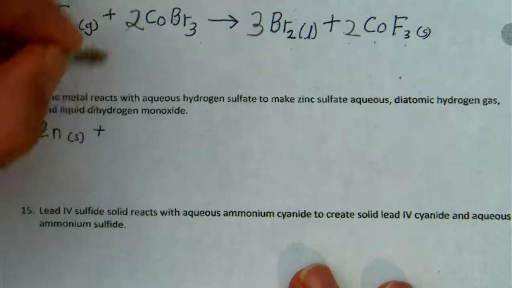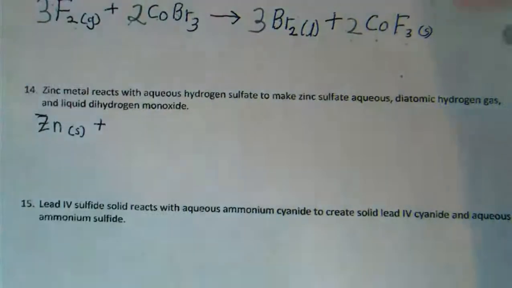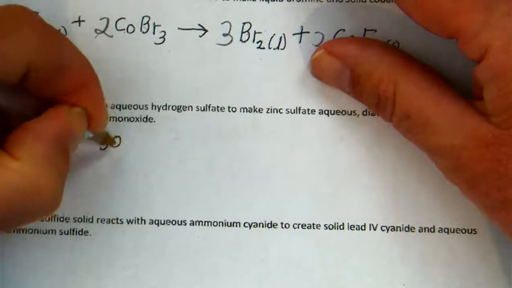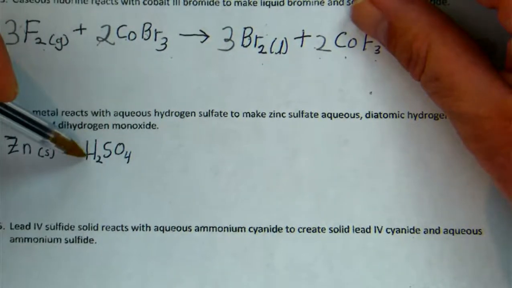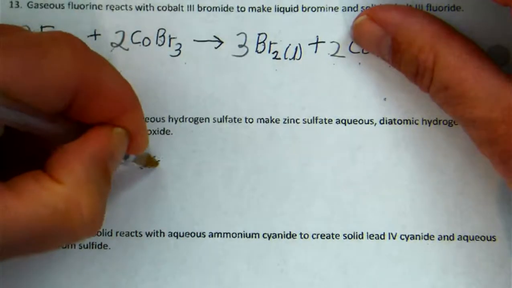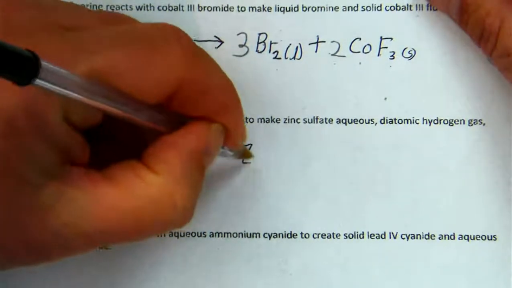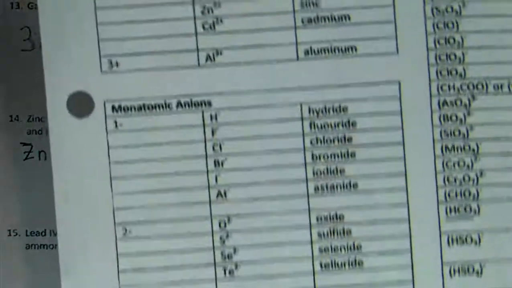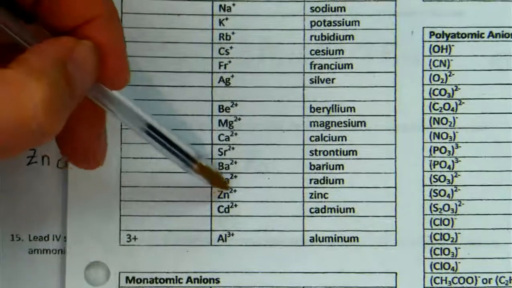So plus, sulfate is not sulfide. Sulfate is SO4, in case you don't remember it, go look it up. Sulfate is SO4 with a 2 minus charge. And therefore, for every sulfate polyatomic ion, I'm going to need 2 hydrogens because each hydrogen is only a 1 plus charge. So H2SO4, in parentheses, aq for aqueous. To make is an arrow pointing to the right. Zinc, by the way, is one of those monatomic cations. Zinc is always strictly a 2 plus charge.